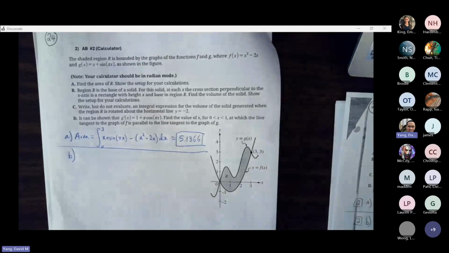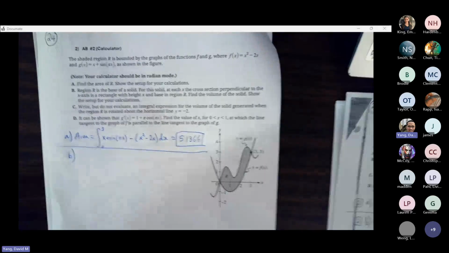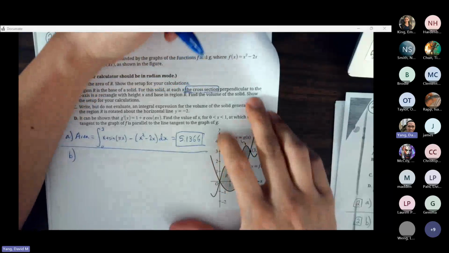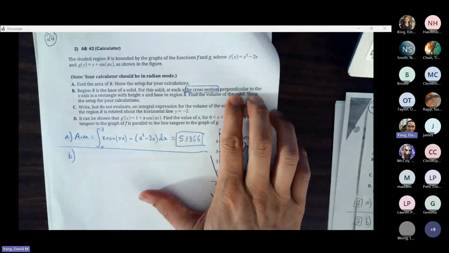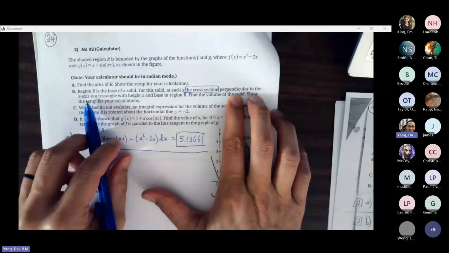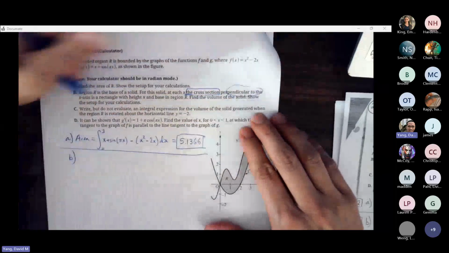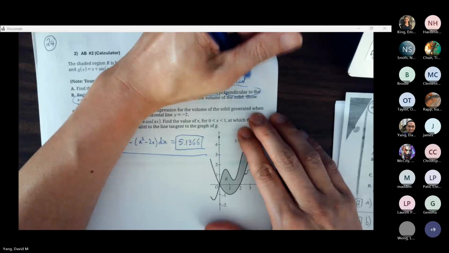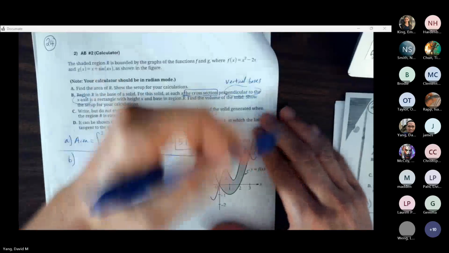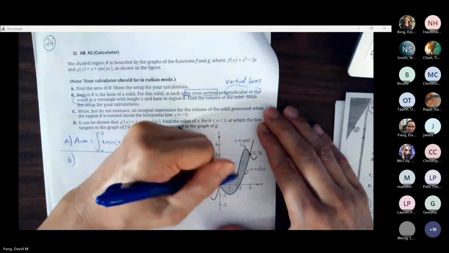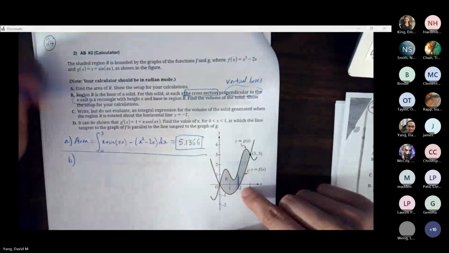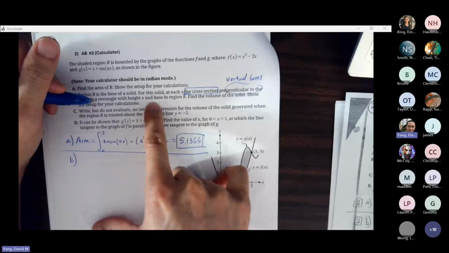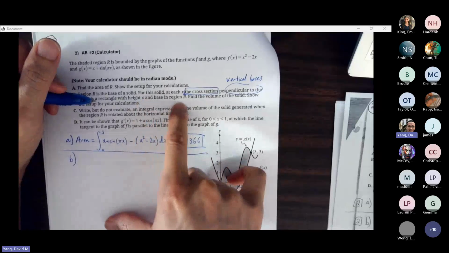Region R is the base of a solid. For this solid at each x cross sections, so we know there's a volume involving cross sections here. And we're told how to draw our base length. It says perpendicular to the x-axis, so that is indicating that we're dealing with vertical bases. And we want the shape of a rectangle with height x, and the base in the region R.